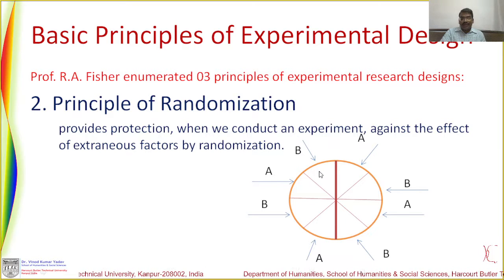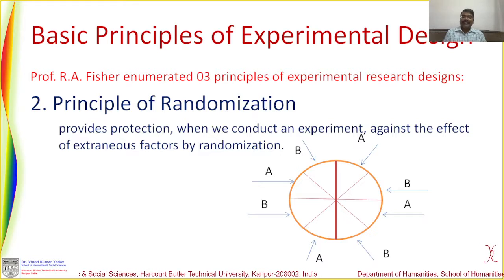Fisher further elaborated that if A brand rice is checked in this field, in this field, in this field, and then the yield comes, and likewise B brand here, it may be possible that this half field is very much influenced by high fertility soil, and this may be having low fertility soil. So this soil fertility is basically an extraneous factor which may affect your causal relationship.